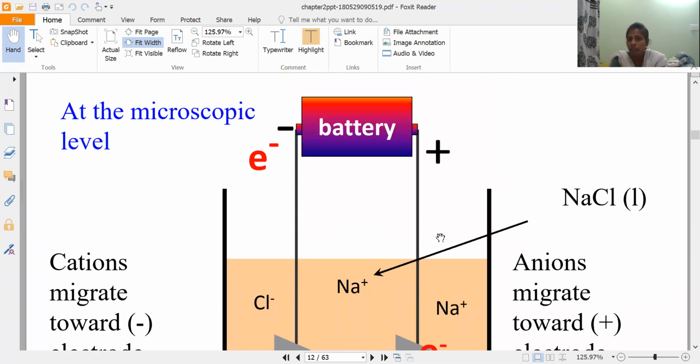So remaining about the galvanic cell, that we will see in the next class. So in this session, we have seen what the types of cells are and what is happening in the electrolytic cell. Yes, the remaining we will see in the next class.